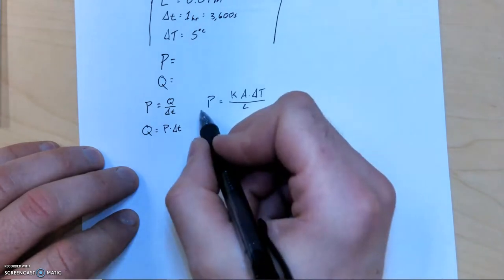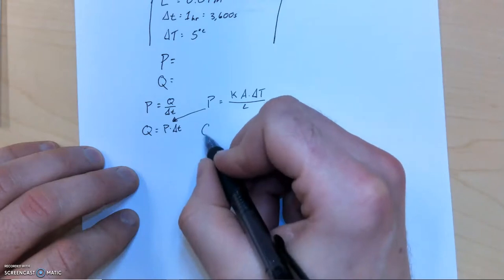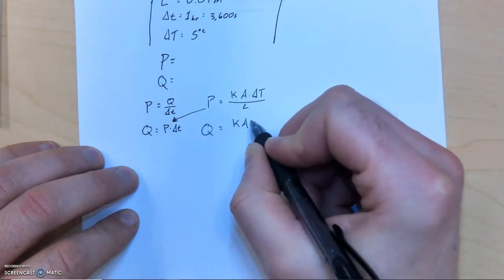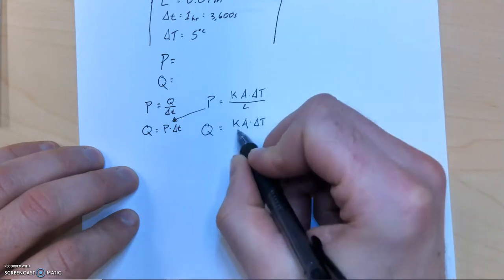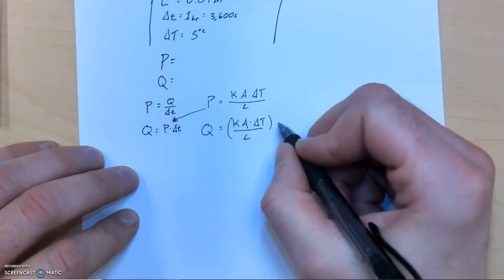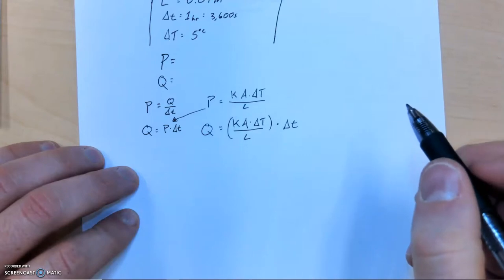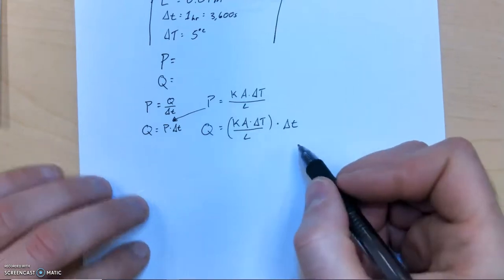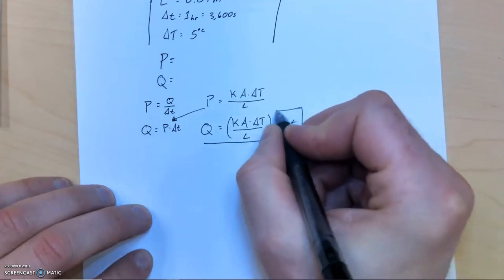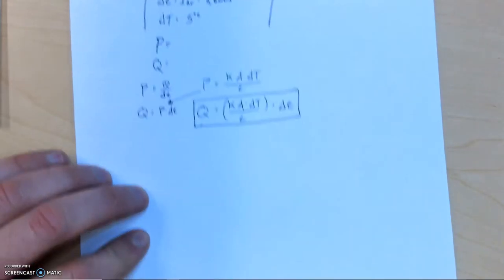All right, and then let's substitute P. So put in the P formula right there. He said P. So Q is going to be equal to K times the area times the change in temperature. Put all that over L. All right, and that's going to get multiplied by the change in time. So this is the formula that we're going to be working with right here. We got that by combining those other two formulas. So let's do some substituting and solving.